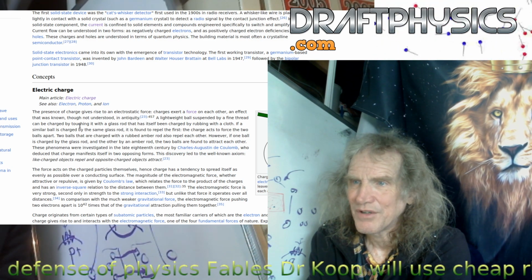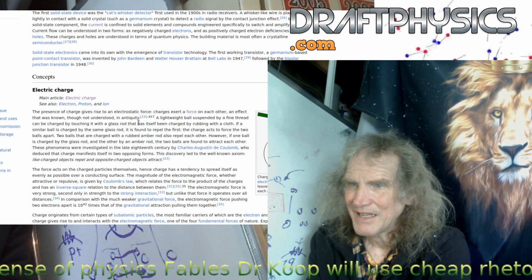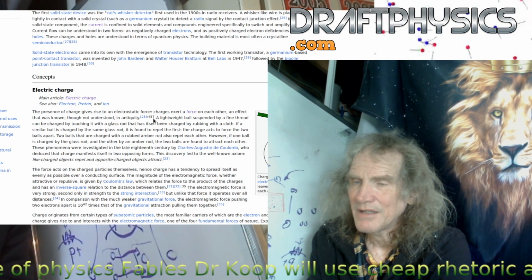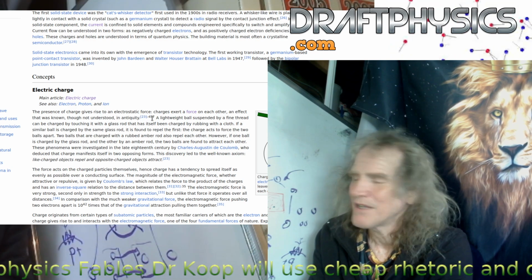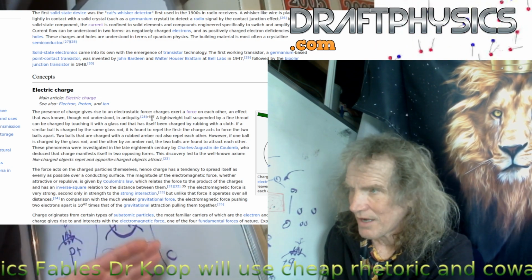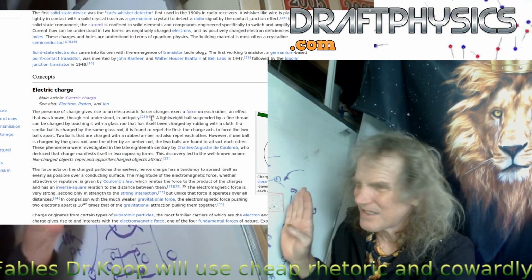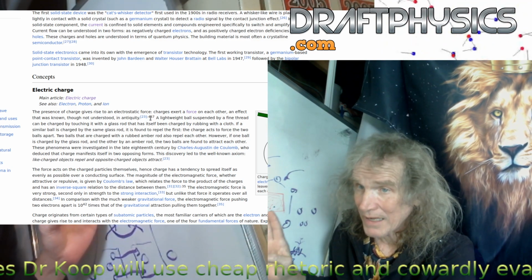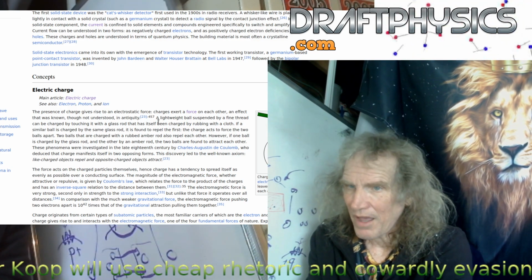The effect was known though not understood in antiquity. You still don't understand it. You still can't draw a picture of it. So they have no explanation for why electrons attract and protons repel. So I've given you a simple diagram of why they can't do that.